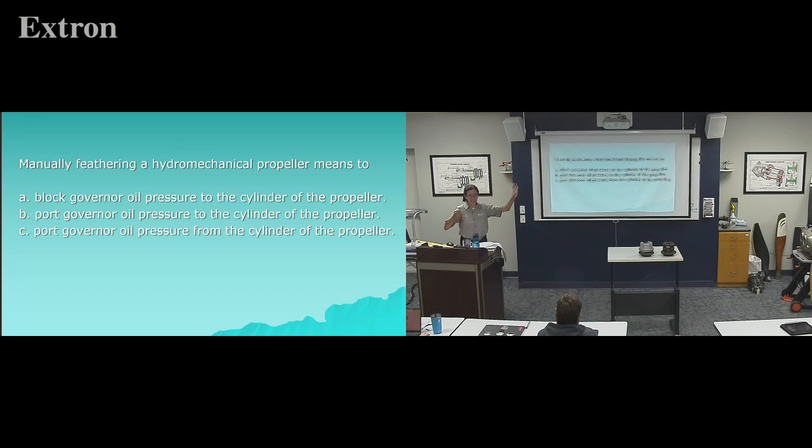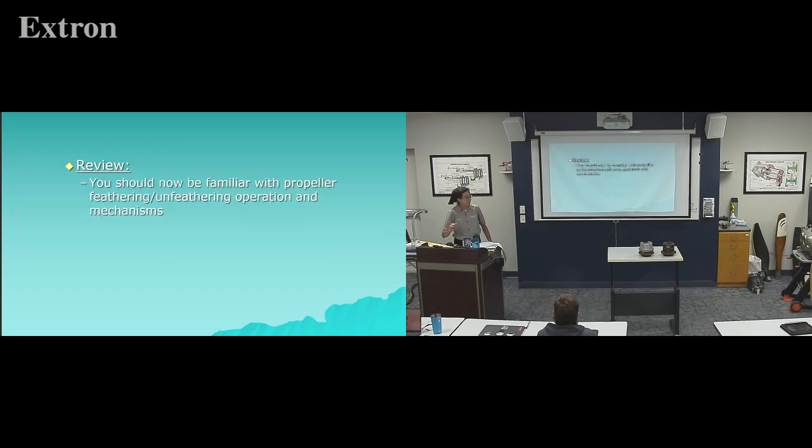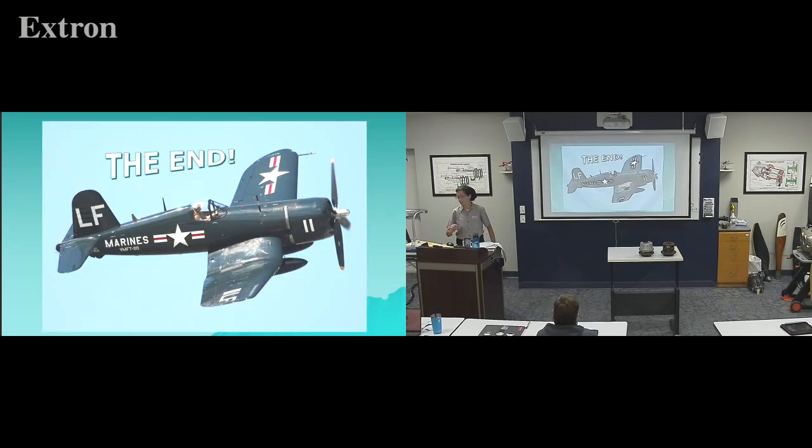If it's feathering, it's going to be counterweighted, so the counterweights take it to a high blade angle, which is when we get rid of that oil out of the cylinder. So you should now be familiar with propeller feathering and unfeathering operation.